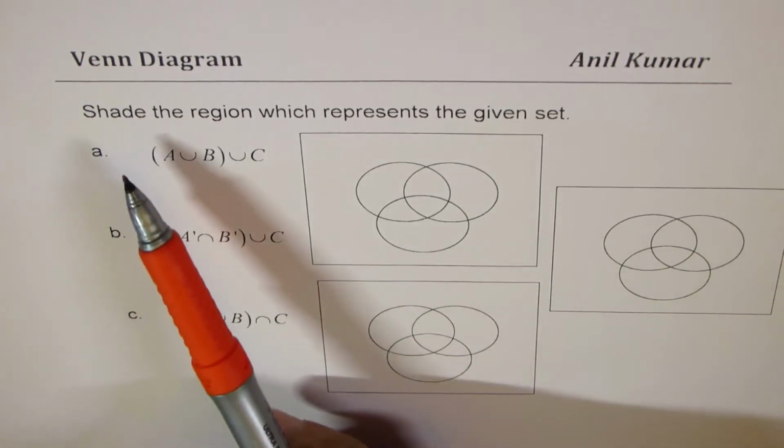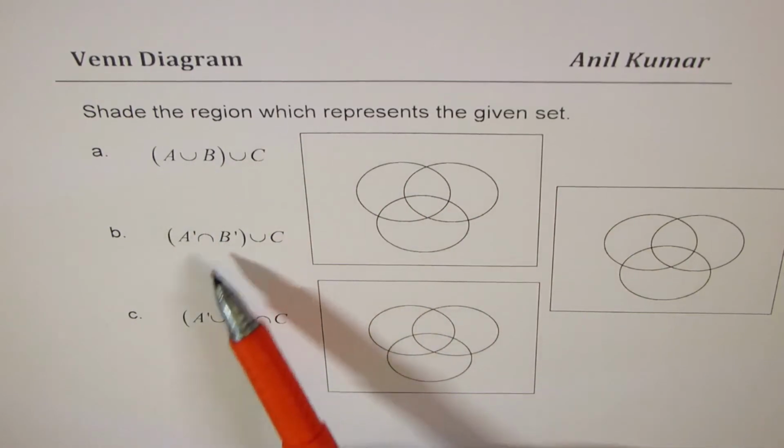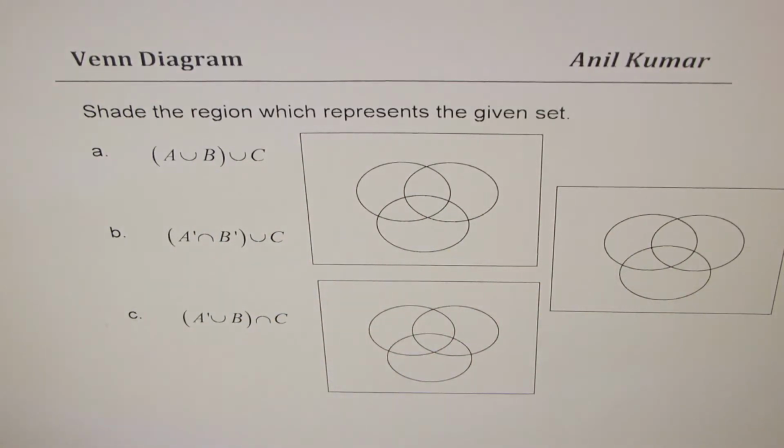You need to shade the region which represents the given set. So these are the three sets which we are talking about, and I've made three Venn diagrams. You may pause the video, copy this question, answer, and then look into my suggestions.